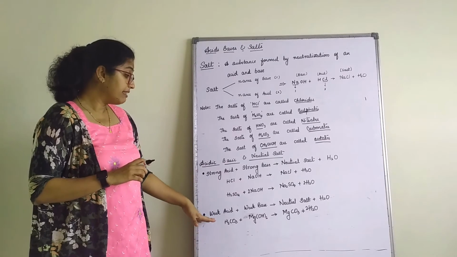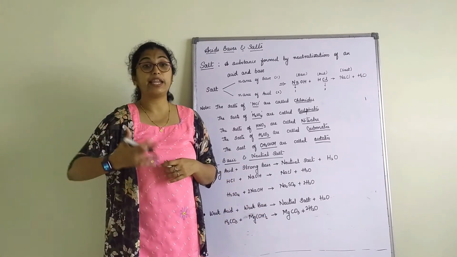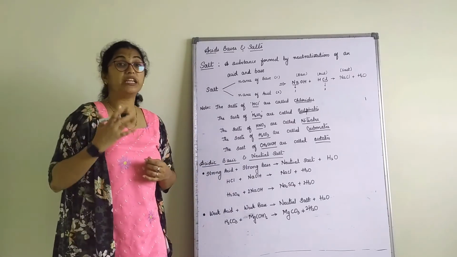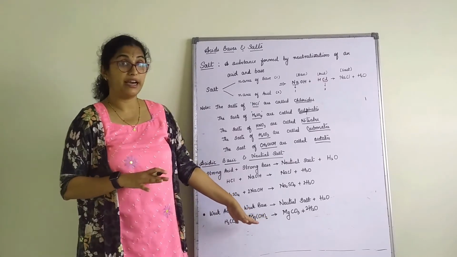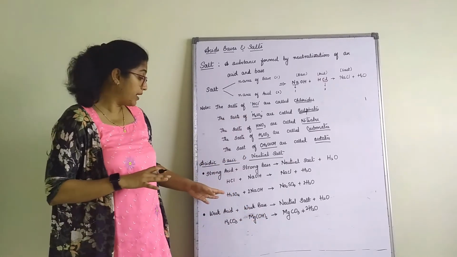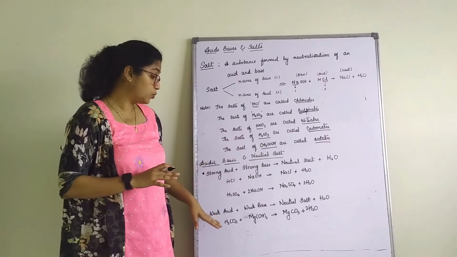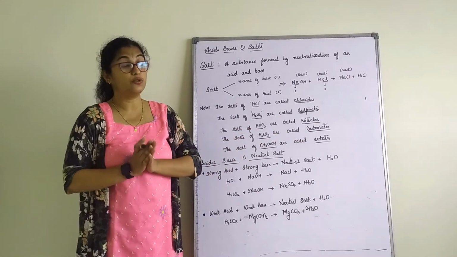Now since they are weak acid and weak base, we have to always remember that they cannot furnish H plus ions fully. That means they can partially furnish H plus ions and hydroxide ions. We'll move on to the next one. Now we are done with strong acid and strong base. What we got here? Weak acid and weak base. In both the cases, we have got a neutral salt.